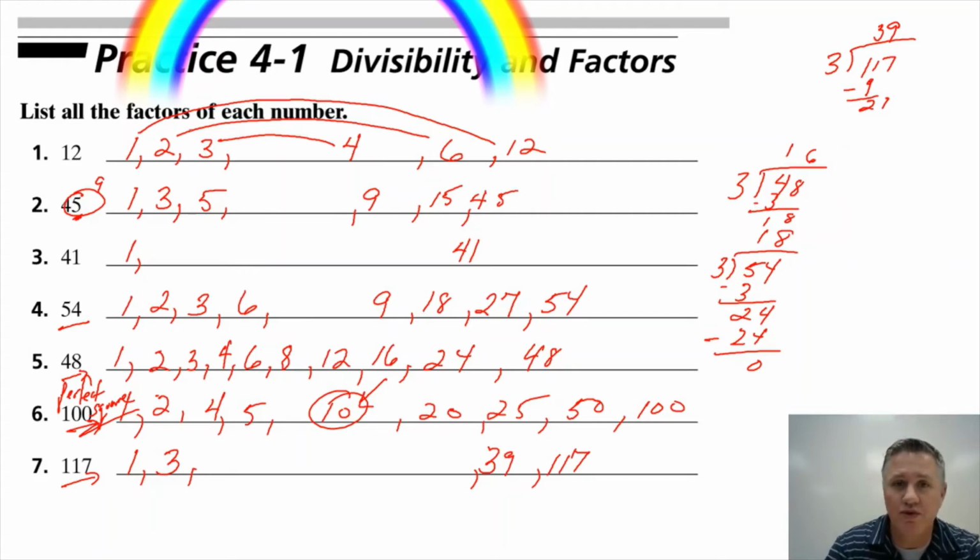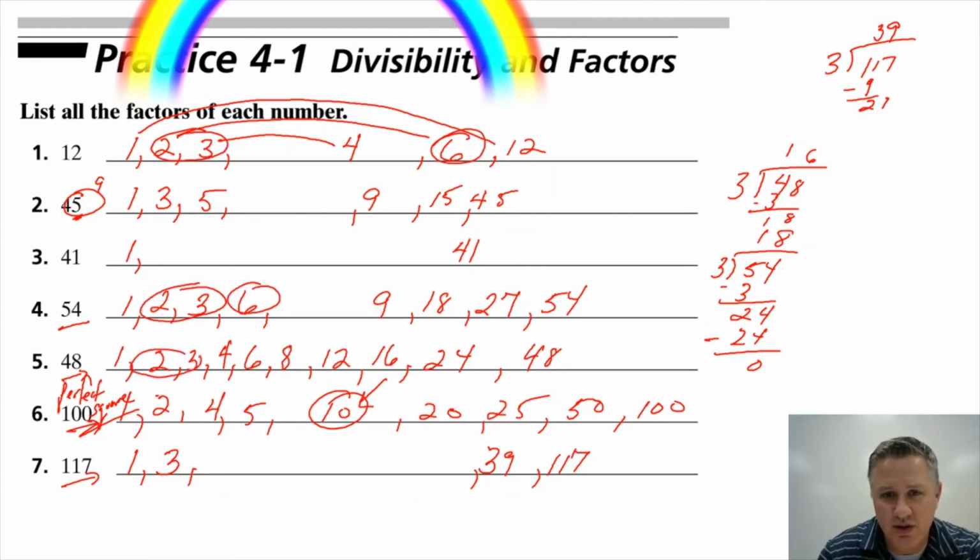And remember, the rule for 6 is if 2 and 3 work. So look, 2 and 3 work, so does 6. I'm going back. 2 and 3 work, so does 6. And no place you see 2 and 3, so you won't see 6 in those other ones.